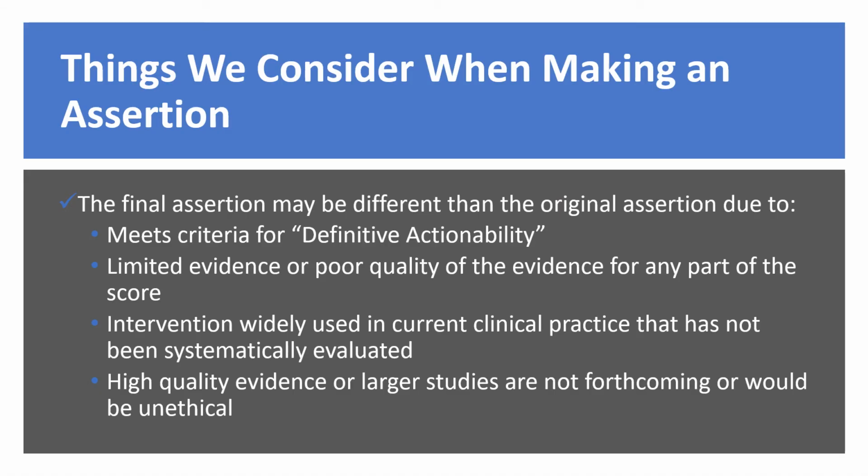So similar to what we think about when we're generating scores, some of the things that we think about when we're making our final assertion, and the reasons the final assertion may be different than the original assertion, may be that we've determined it meets the criteria that we've outlined for definitive actionability. There may be limited evidence or poor quality of the evidence for any part of the score, which may make us want to change our final assertion. There may be an intervention that's widely used in current clinical practice that hasn't been systematically evaluated, as well as there may be high quality evidence or larger studies that aren't forthcoming or would be unethical.